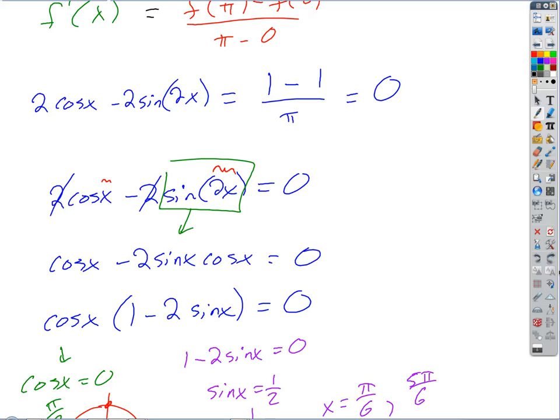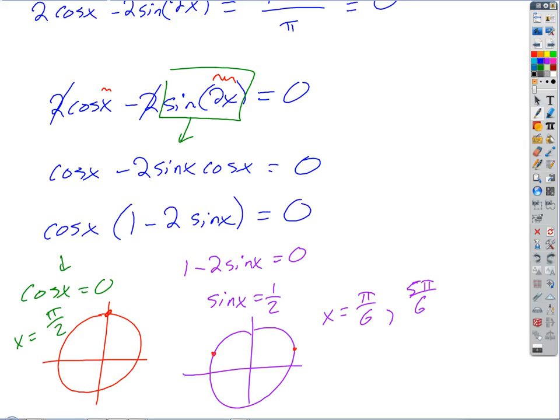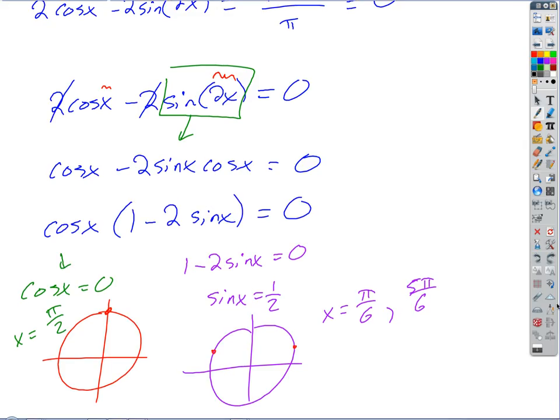Question, Hunter? Can you show me how it's 5 pi over 6? I'm actually good. Yeah, because if we look at the unit circle down here, we just want to know when is the sine, which is the vertical component on the unit circle, equal to 1/2. Well, that's going to be at this angle right here, which has coordinates 1/2.